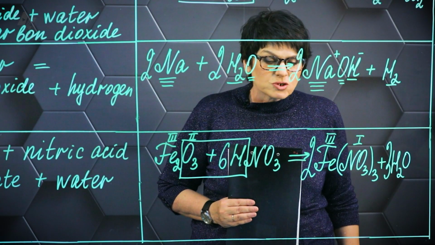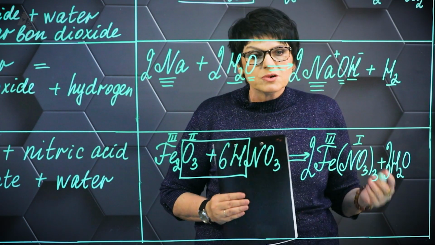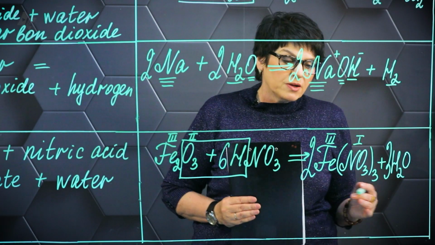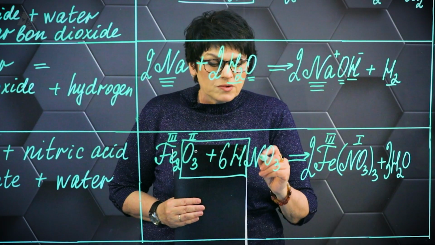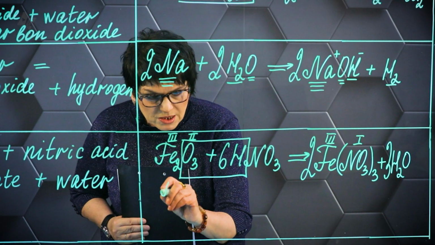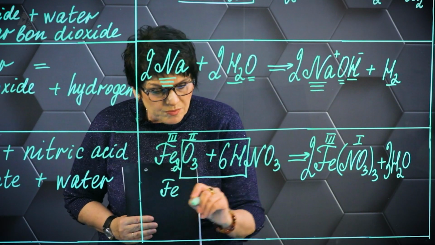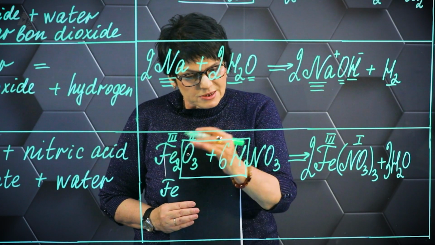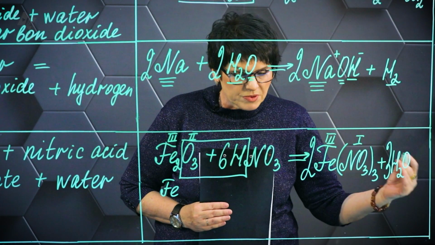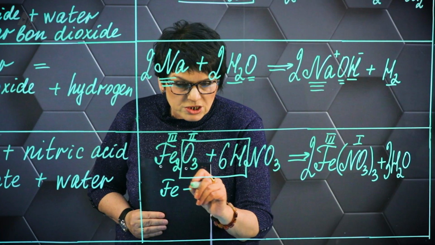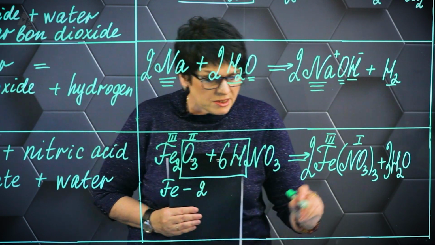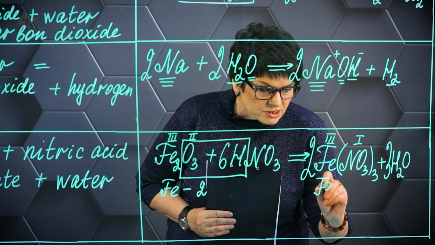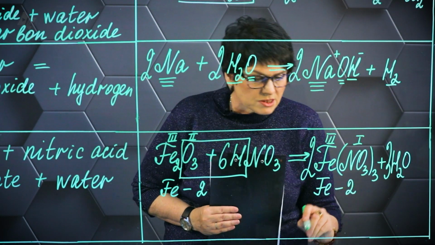And I will remind you once more that if you are truly uncertain whether you have balanced it correctly or not, you can write yourself a hint for each element on the left side of the reaction equation, as well as on the right side. For example, how much iron on the left? Iron on the left is 2. How much iron on the right side? Located on the right is iron 2.